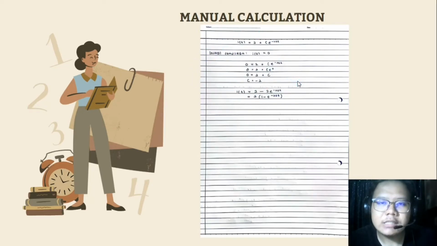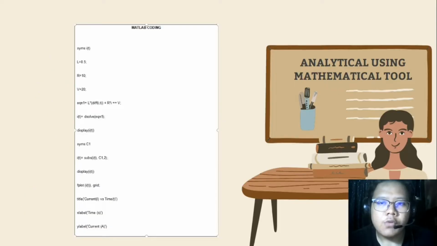For the RL circuit, we choose the values and design the circuit. For the analytical approach using a mathematical tool, you must use MATLAB coding. After we build the code, it must show how to get the answer and the graph. This is the code we built to get the answer.